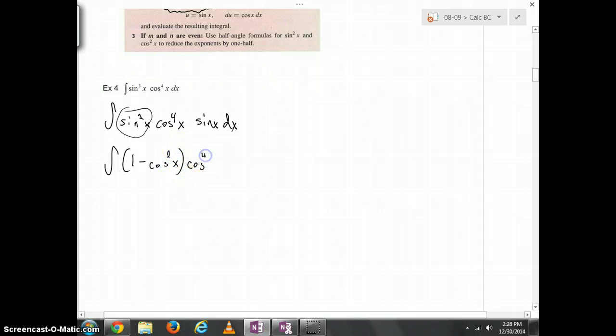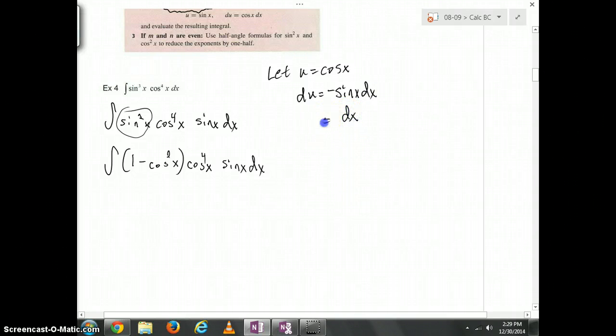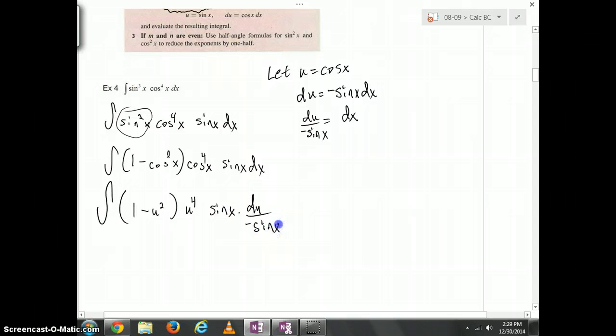And at this point, we're actually very close to being able to make a huge step forward. We're now going to let u equal the cosine of x. If u is equal to the cosine of x, then du would be the opposite of the sine of x, dx. And that would mean, of course, solving for dx, du would be the opposite of the sine of x, du over that. So this integral would become 1 minus u squared times u to the fourth. And then here you have your sine of x, but your dx could be written as du over the negative sine of x. You can see very quickly that these sine of x's are going to cancel out.